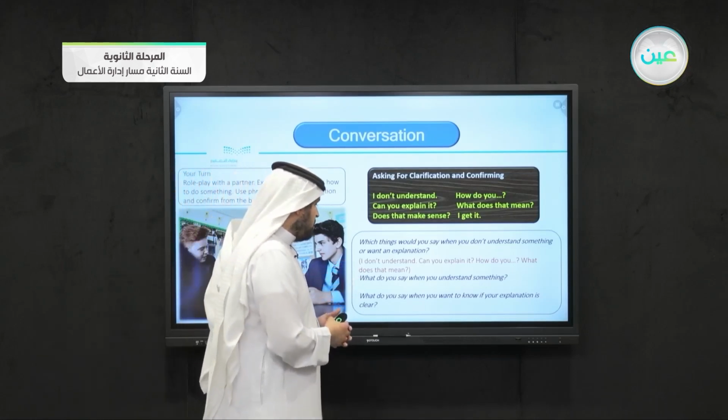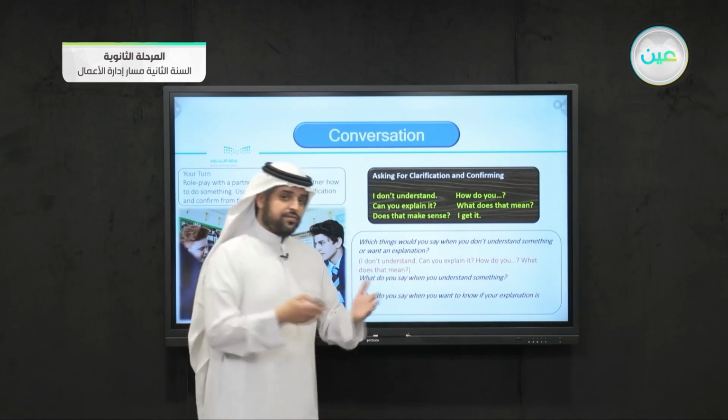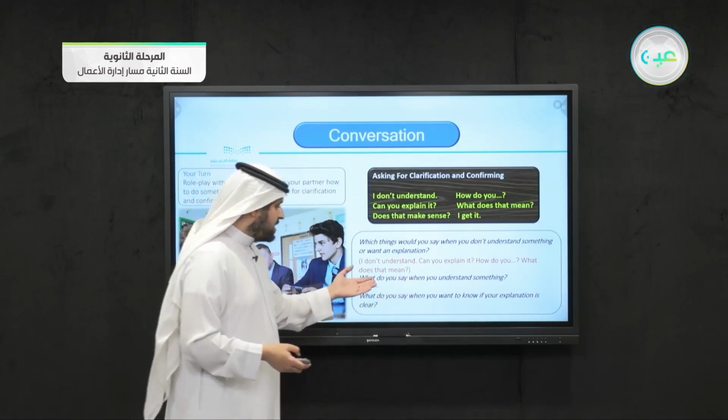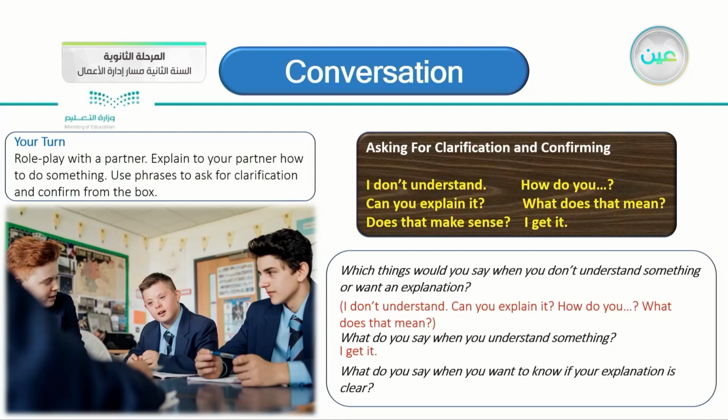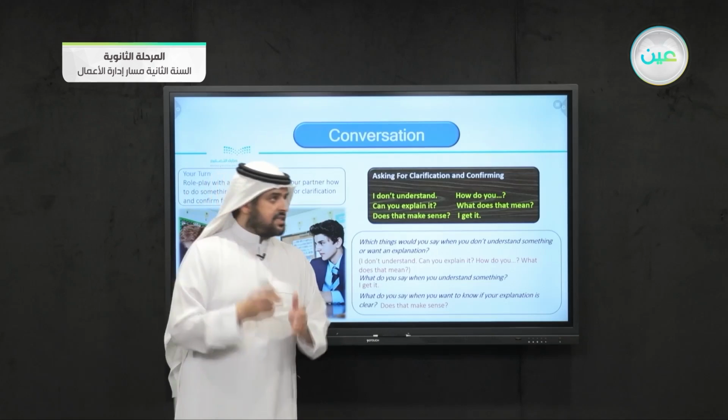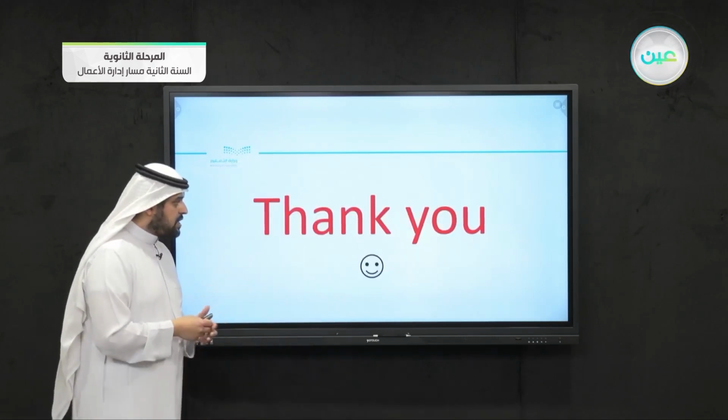The second question, what do you say when you understand something? This is very easy, of course. You say, I get it. Once you understand, you say, okay, now I understand, or you say, I get it. The last question, what do you say when you want to know if your explanation is clear? Once you explain something to someone and you want to know if everything is clear, you say, does that make sense? Yes, that's correct. And with that, we reach the end of our lesson.